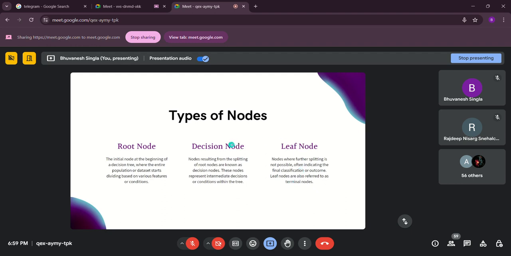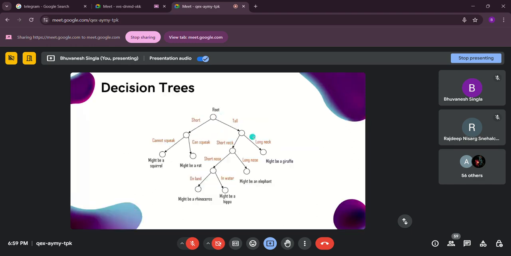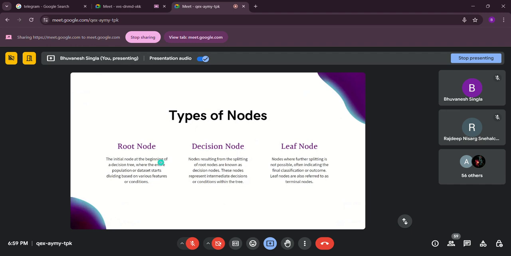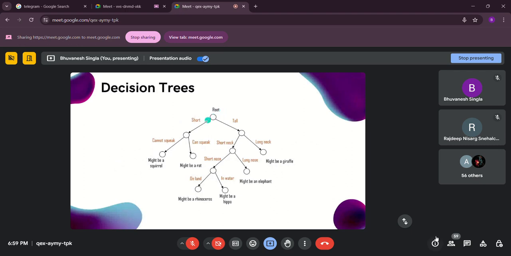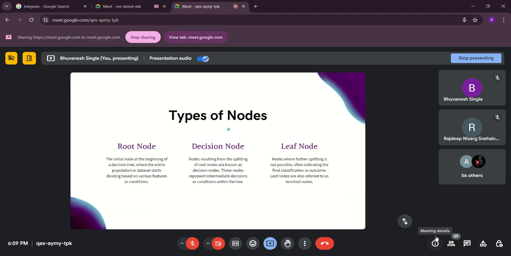Decision nodes are the nodes where you're actually taking decisions. So wherever you're splitting your data. And the root node is the initial node at the beginning of the decision tree, where you start actually dividing the population or the data set.